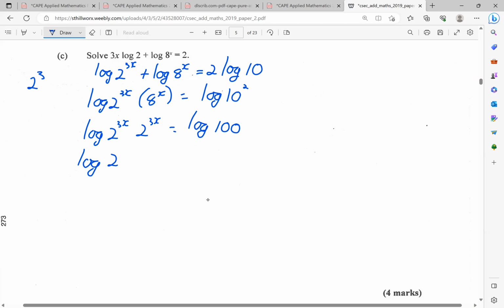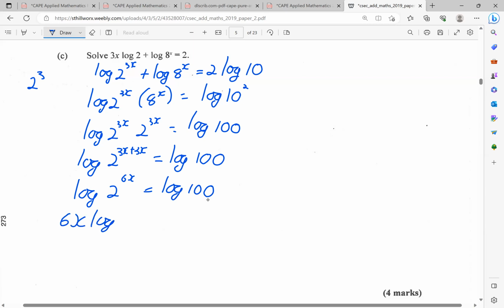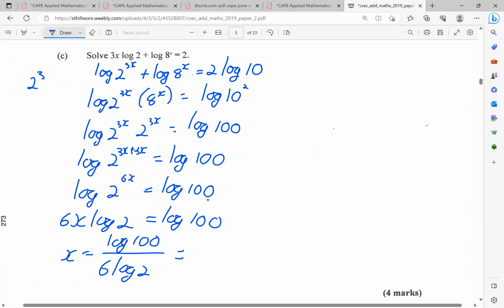2 to the 3x times 2 to the 3x is 2 to the 3x plus 3x, is log of 100. So we'll get log 2 to the 6x is log of 100. So 6x log 2 is log of 100. So you really take the longest way you could do this? Yes, I did, because this is probably the most direct. 6 log 2, and you all will tell me the answer. Well, they'll just tell me in the chat, right? Or you could have done this.